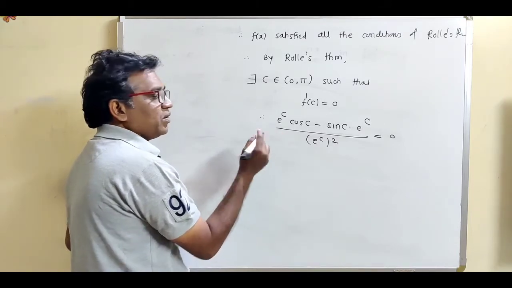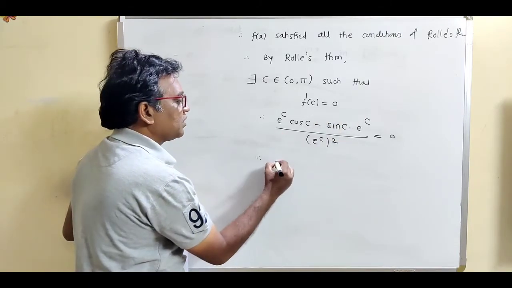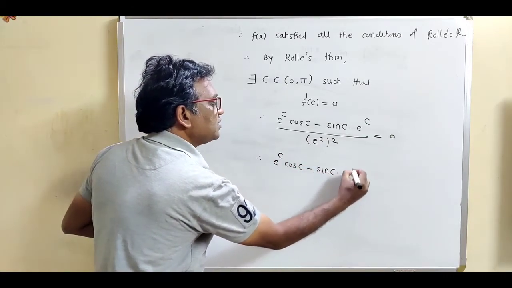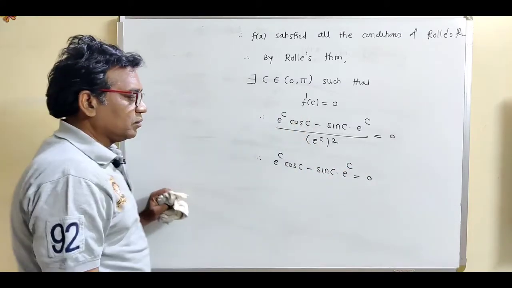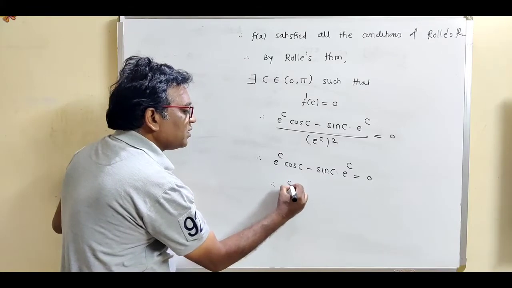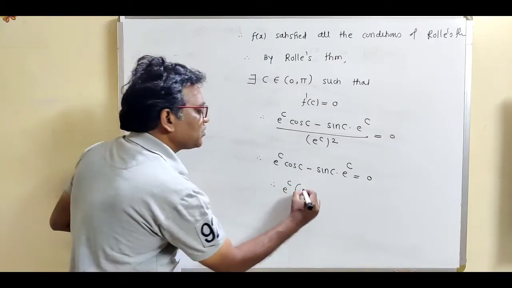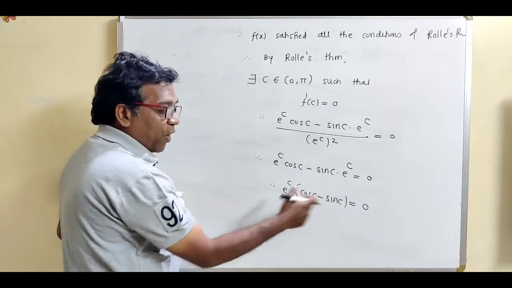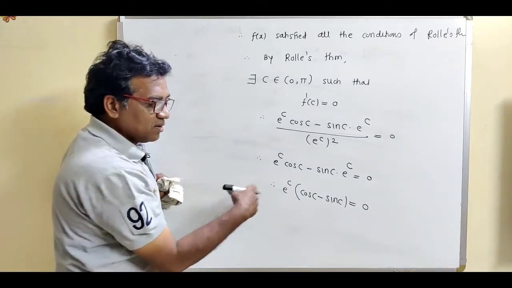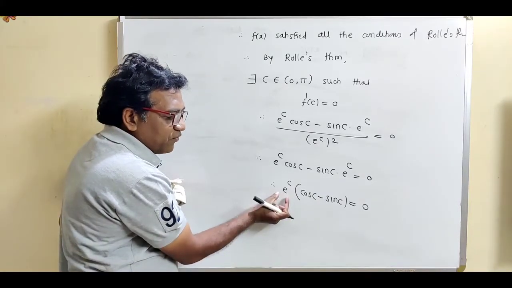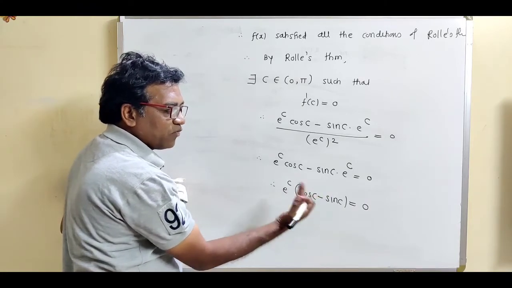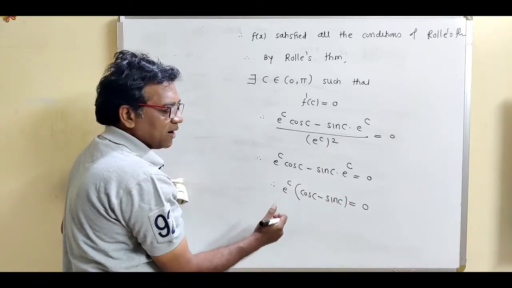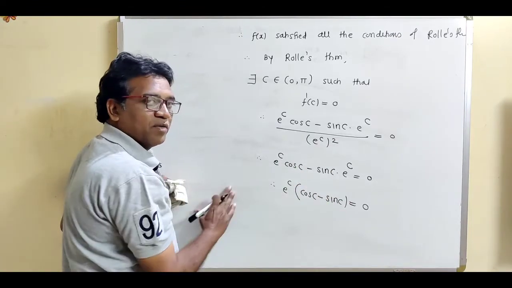So solve this equation and find out the value of c. Just cross multiply. So this is e^c into cos c minus sin c into e^c, equal to 0. Let us take out this exponential term common: e^c into (cos c minus sin c) equal to 0. Product of two terms equal to 0. See, what is this term? e^c is the first term, and the second term contains the trigonometric function cos c minus sin c. So product of two terms equal to 0 will mean that either the first term equals 0 or the second term equals 0.